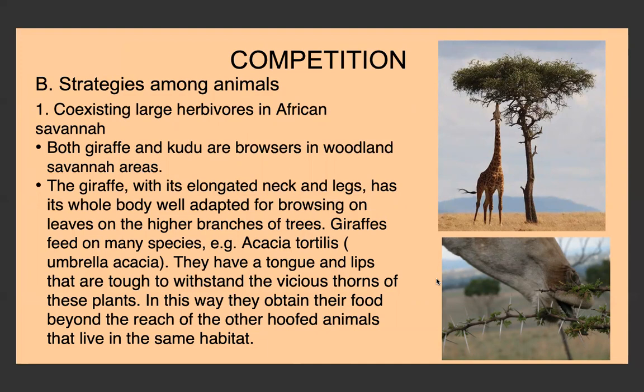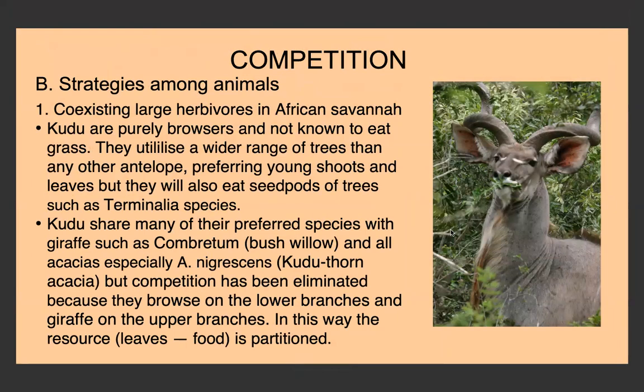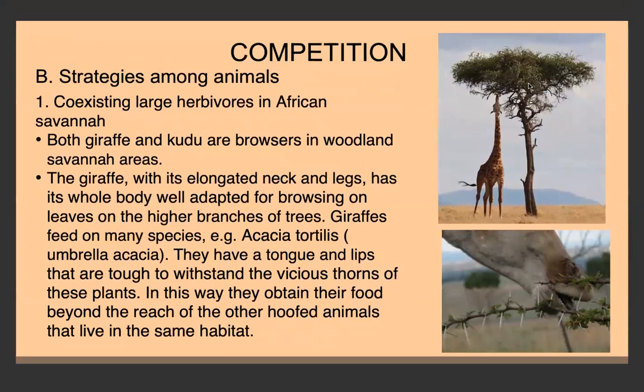And some animals obviously don't have a tough tongue and lips like this, so they can't eat plants from thorny trees. This allows giraffes to eat plants that some other animals may not be able to eat. For example, thorny plants and leaves at the top of trees. And then there would be things like kudu, who at the outset would look like they want the same food as the giraffe. They both want to eat leaves. But the giraffe is able to eat the leaves at the top of the trees and thorny leaves.